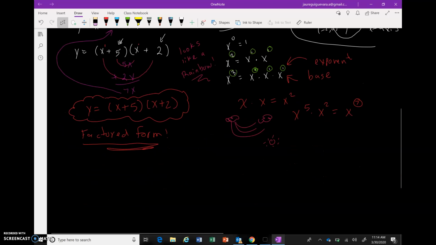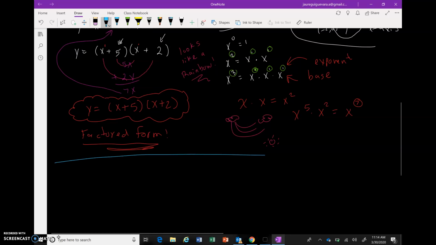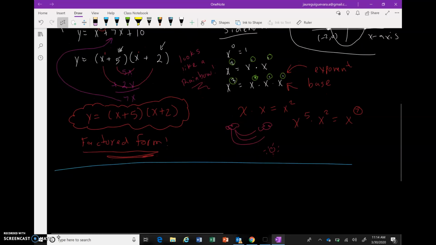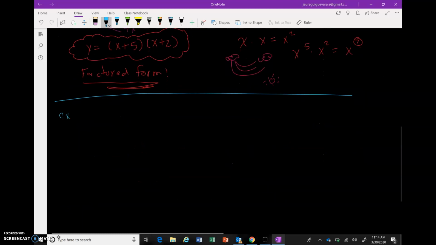Let me give you another cool example here. Let me do another cool color. I'll do blue now. So that was example 1, and I'm going to do example 2 now. Here's another cool one. Let's just say I have y is equal to x squared plus 2x minus 8.